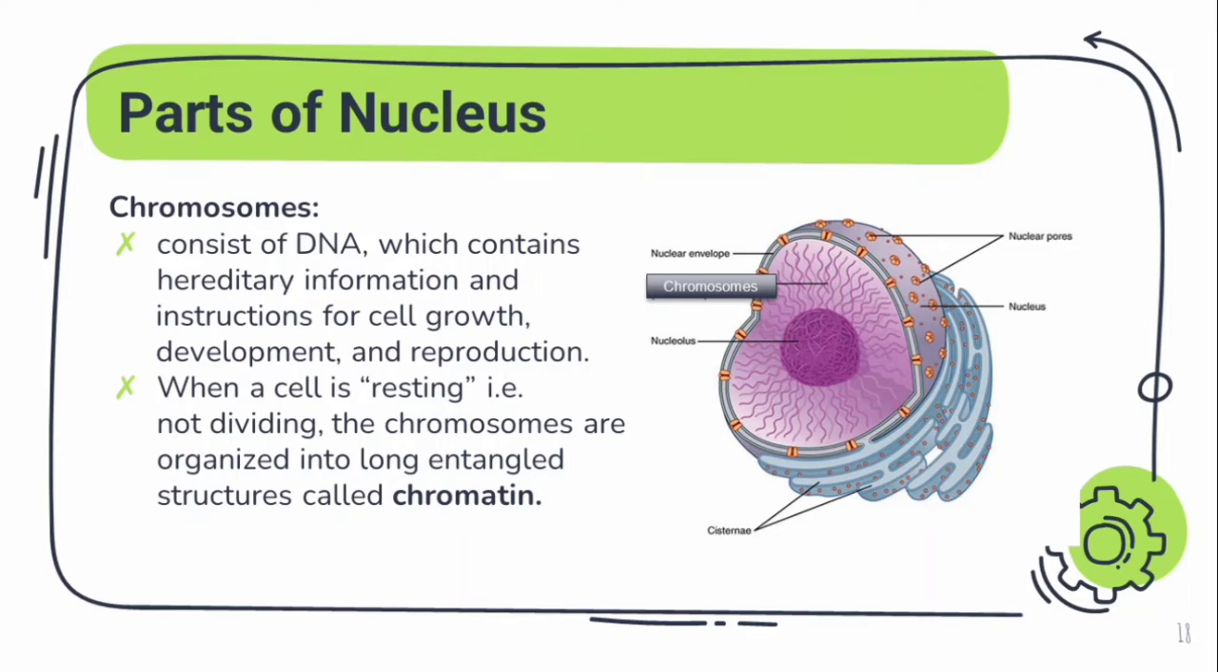Next, the chromosomes. They consist of DNA, which contains hereditary information and instructions for cell growth, development, and reproduction. When a cell is resting or not dividing, the chromosomes are organized into long entangled structures called chromatin.